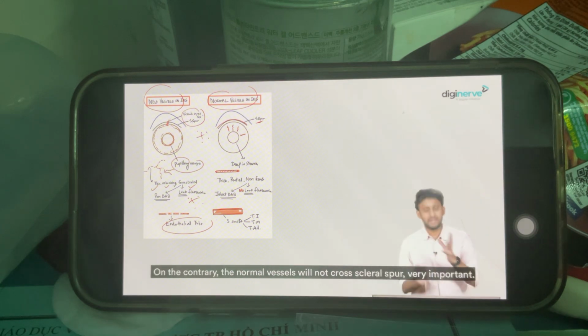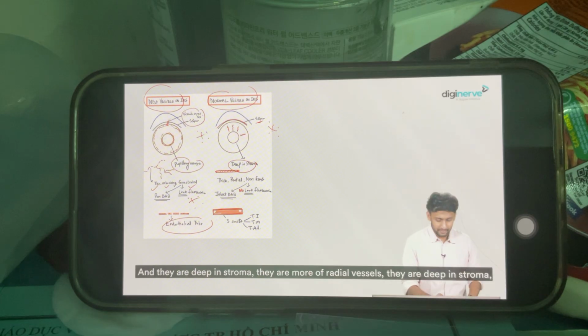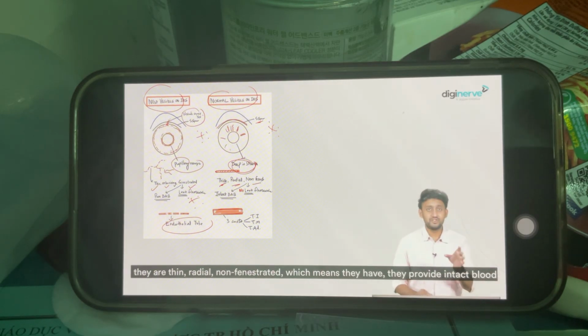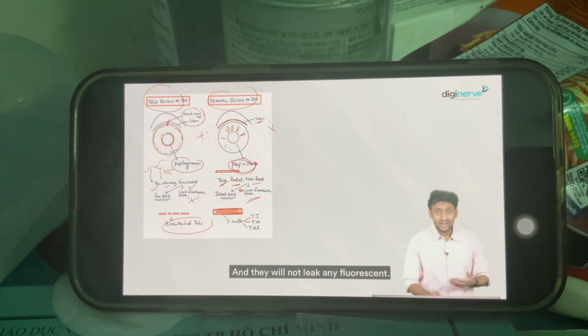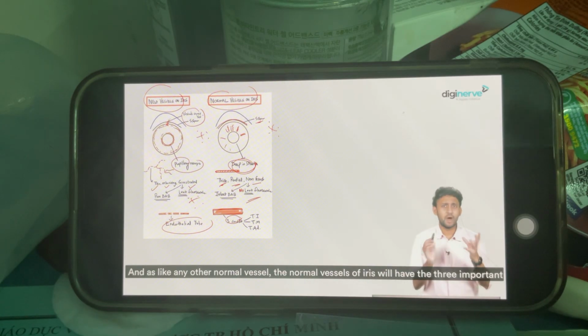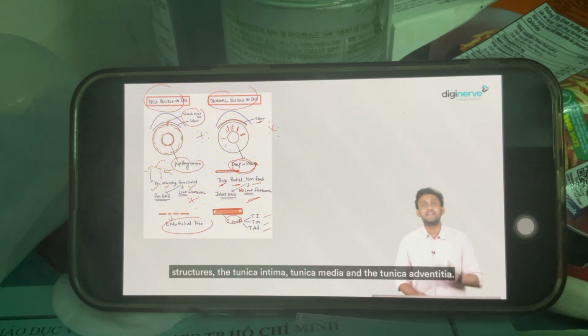On the contrary, the normal vessels will not cross scleral spur, very important, and they are deep in stroma. They're more of radial vessels. They're deep in stroma. They're thin, radial, non-fenestrated, which means they provide intact blood aqueous barrier, which we'll deal with at the end of the lecture, and they will not leak any fluorescein. And as with any other normal vessel, the normal vessels of the iris will have the three important structures: the tunica intima, tunica media, and the tunica adventitia.